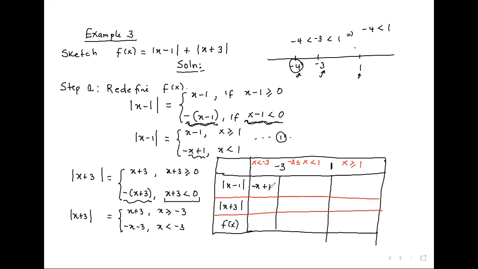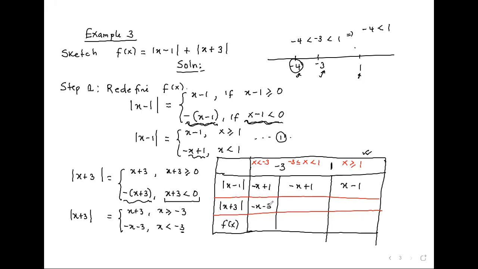And again, in the middle, x is now less than 1 directly. So we still get negative x plus 1. Then when x is greater or equal to 1, we get x minus 1. We got x plus 3. When x is less than negative 3, we get negative x minus 3.